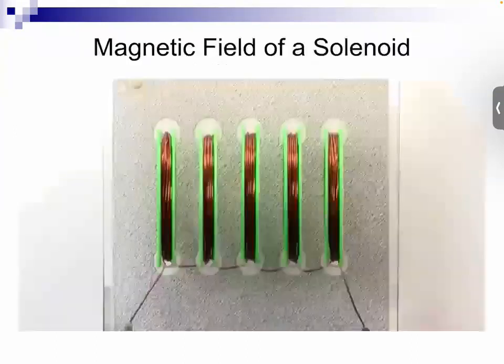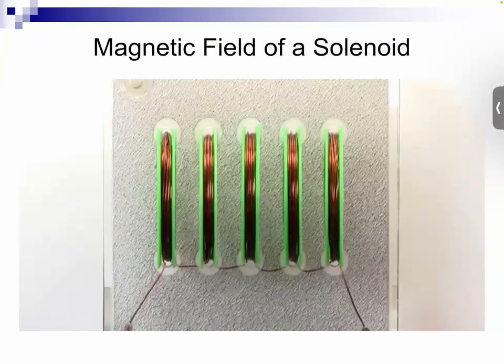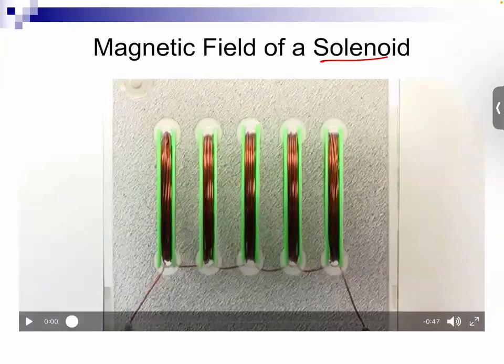But we can take several loops and place them close to each other, in which case we have this configuration, which we call a solenoid. Right? And notice how, again, you have iron filings around these solenoids, a collection of wire loops. If we pass a current through the solenoid, notice what will happen to the iron filings, and see what happens.